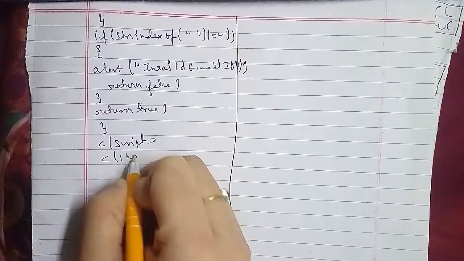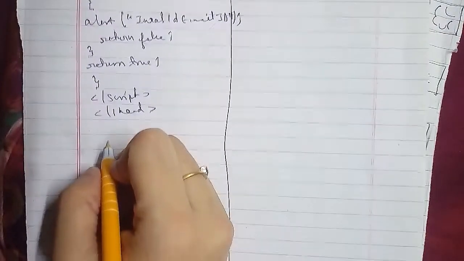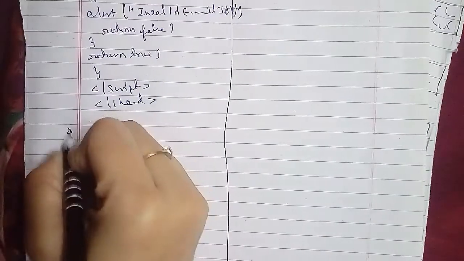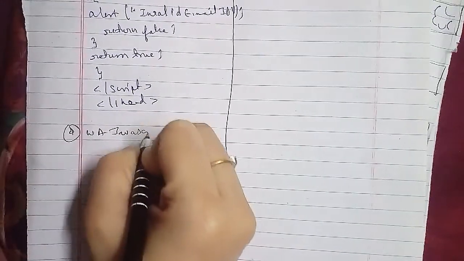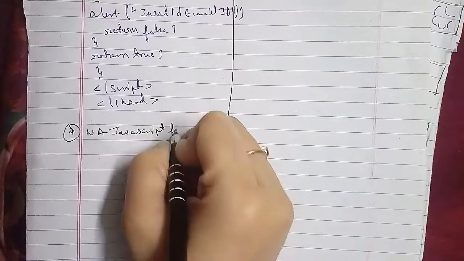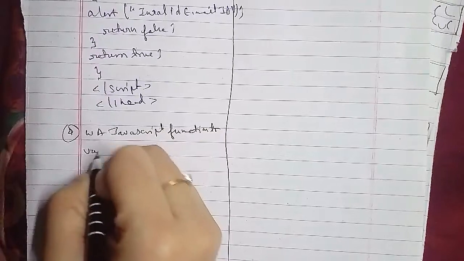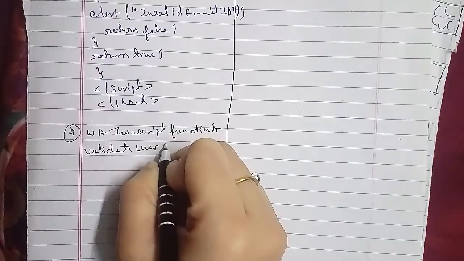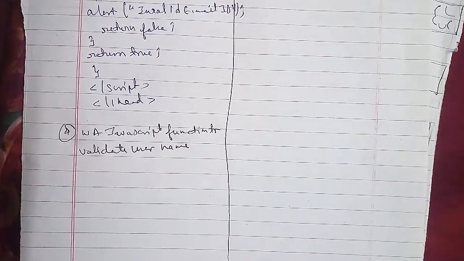This function validate, start the curly bracket here, then var i, then var name string equals to document dot myform dot name.